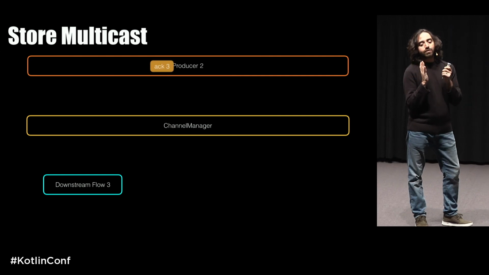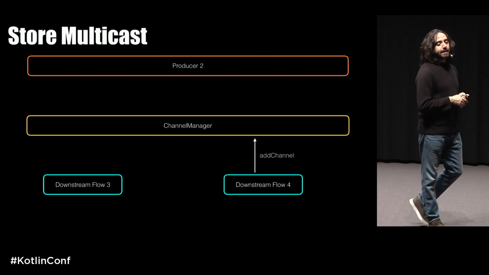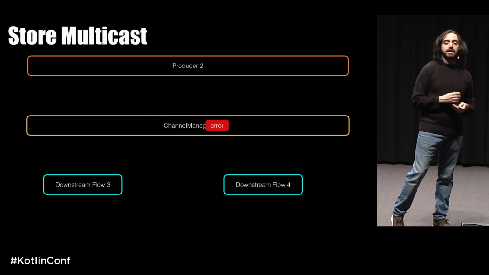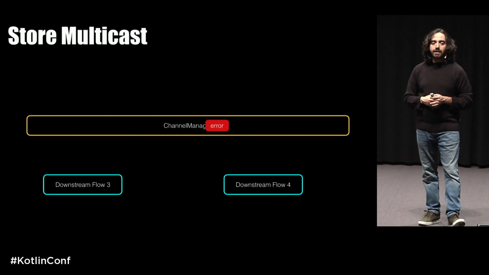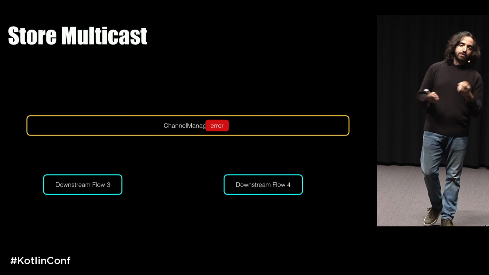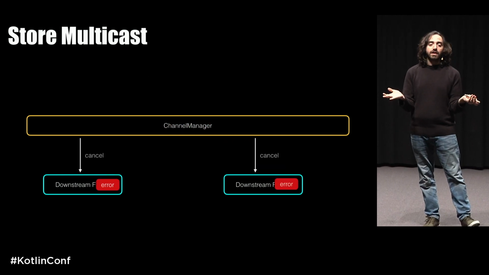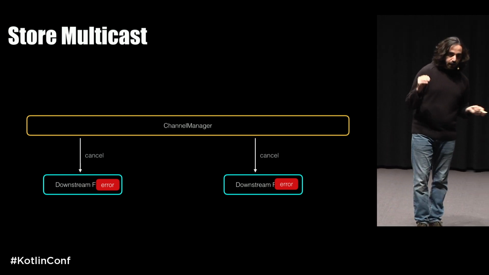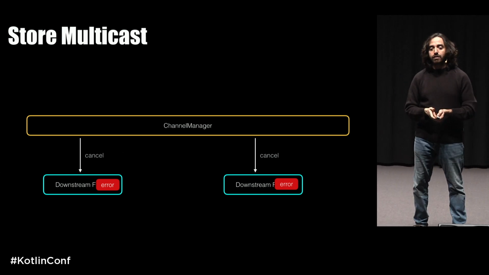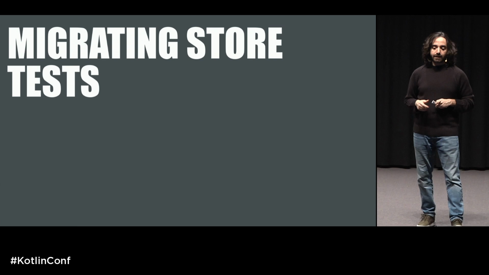Now, if we happen to get a fourth downstream flow at this point, but then after some time, the upstream flow just crashes. It throws an error for whatever reason. That message arrives to the channel manager, knowing that the upstream flow died. This time, we just cancel both of the downstream channels with that error. Even though the fourth flow never received a value, an error is as good as a value from our perspective, so we just cancel it with that given error.